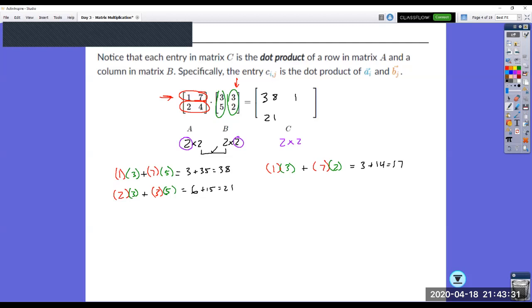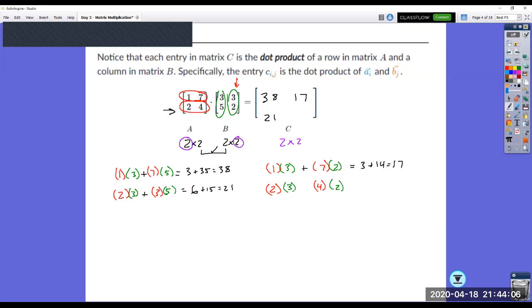Because I'm using the top row and the second column, I'm going to be top row, second column here. I'm going to do the same thing. I'm now doing this column. Okay, so it's still second column. So this is going to be second row, the bottom row, second column. It's going to be 2 and 4 times 3 and 2.